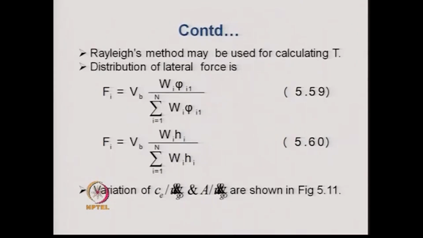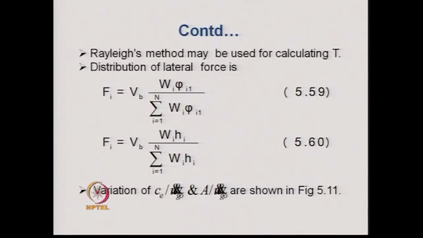The Rayleigh's method is used for calculating the time period T. Note that many of the codes, apart from prescribing the Rayleigh's method for calculating the time period T, also provide some other empirical equations for calculating the time period T.